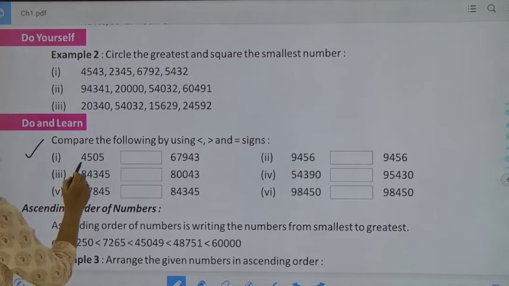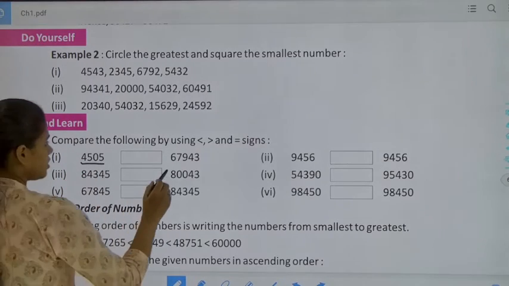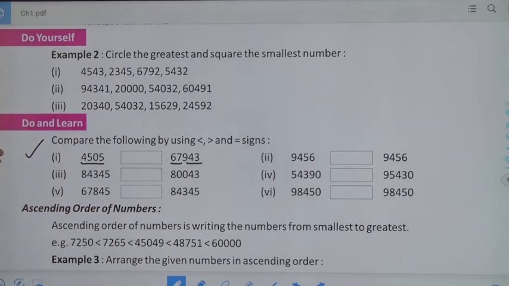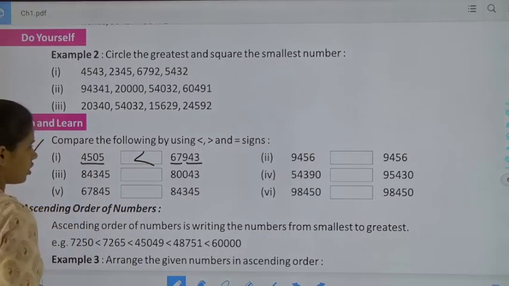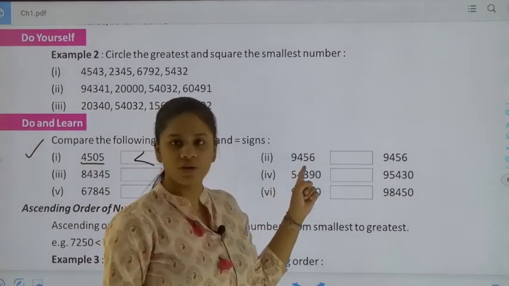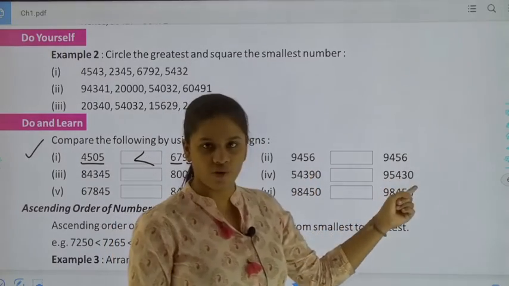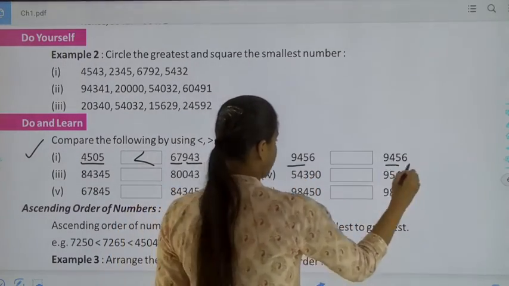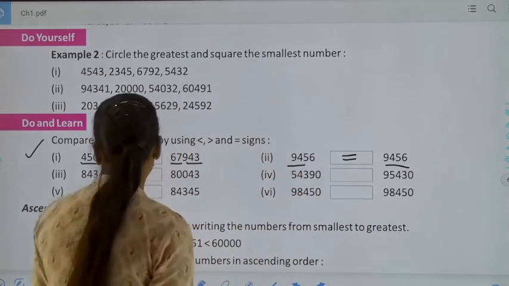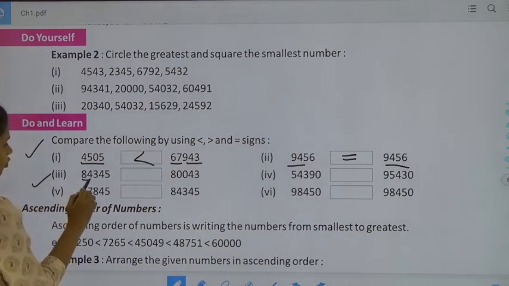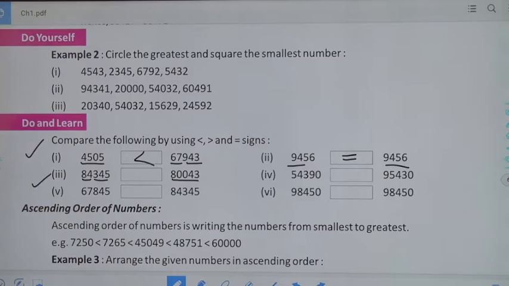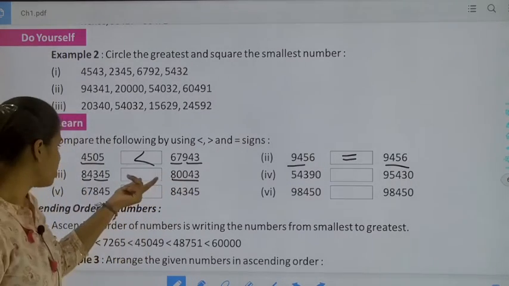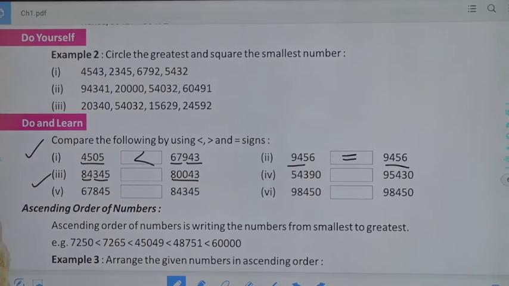First one is 4,505 and 67,943. Which one is the greater? That is 67,943. Now 9,456 and 9,456. Both are same. We will use equals to sign. Now move to the next, that is 84,345 and 80,043. So students, this is 80,043 and 84,345. So this one is the greater.